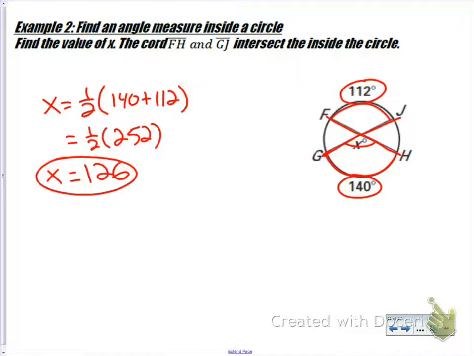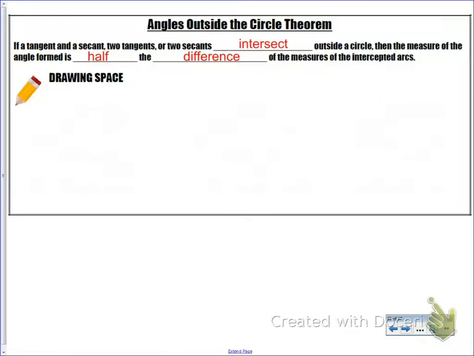Alright, so that covers when we have an intersection inside the circle to find the measure of angles. But what happens when we have an intersection outside the circle? Now there's 3 different ways this could happen. It can be a tangent and a secant, 2 tangents, or 2 secants. Then the measure of the angle formed is going to be half the difference of the measure of the intercepted arcs. So when it's outside the circle, I'm going to be subtracting the 2 arcs.